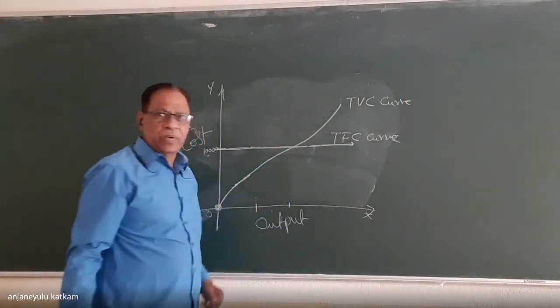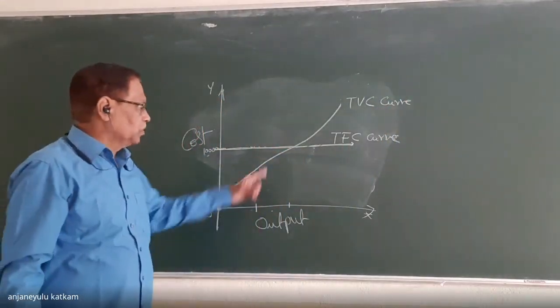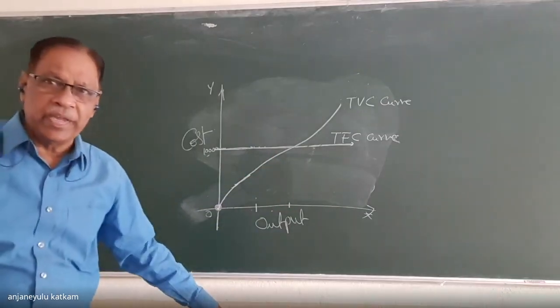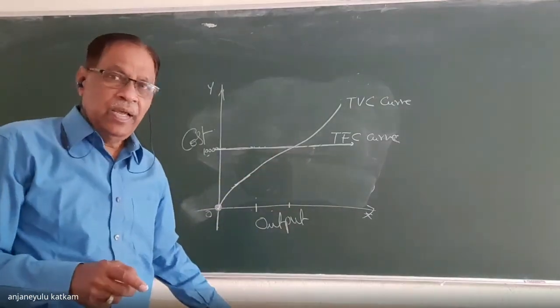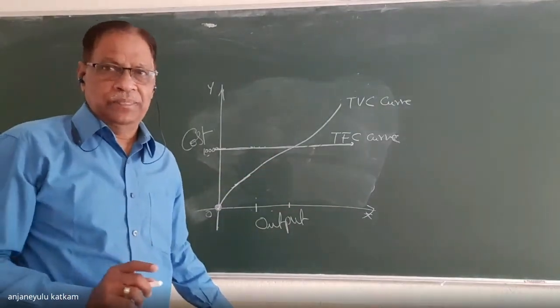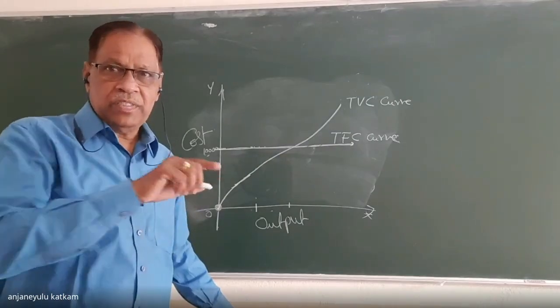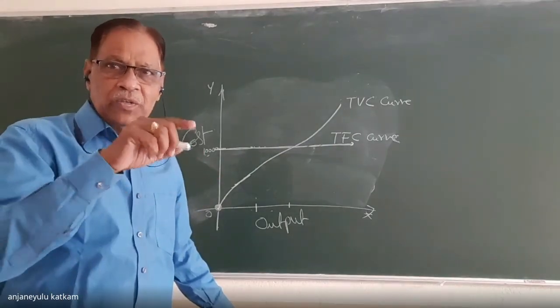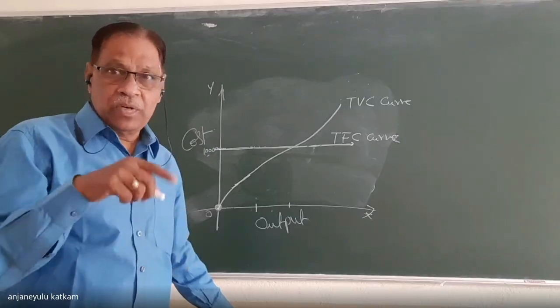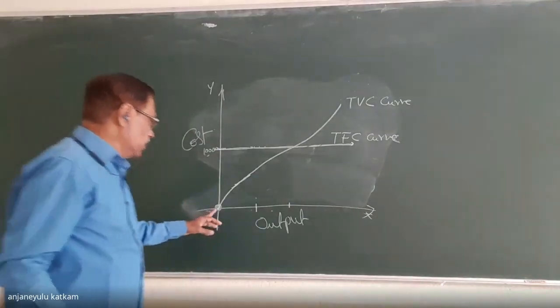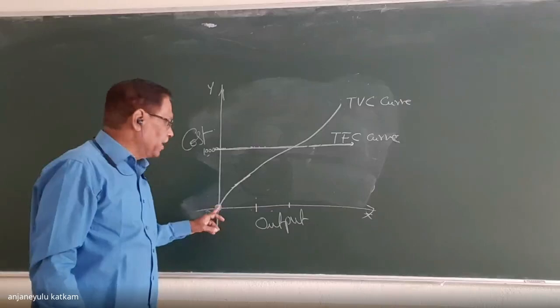Total variable cost curve. So these are the two curves representing the behavior of the total fixed cost and total variable cost. The fixed cost curve is horizontal, parallel to the x-axis. The variable cost curve starts right from zero and rises from left to right.